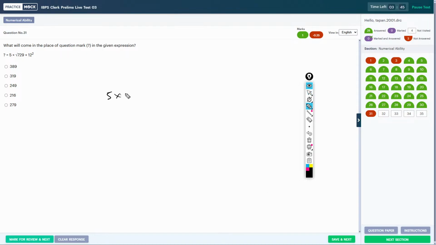Then 5 into under root, this is 9 cube, 3 to the power 6, 3 to the power 3, 27 square plus 144, so 120, 135, 144, so 79. So x square equals this minus this is going to be 80, 1080 plus 16 to this is 900, 945, so 20 means 45 square.